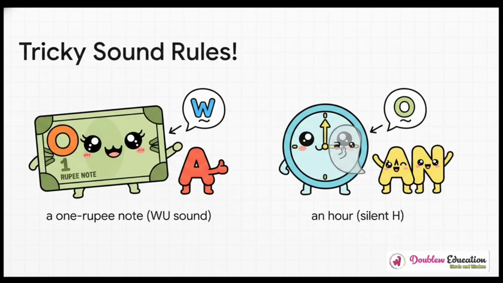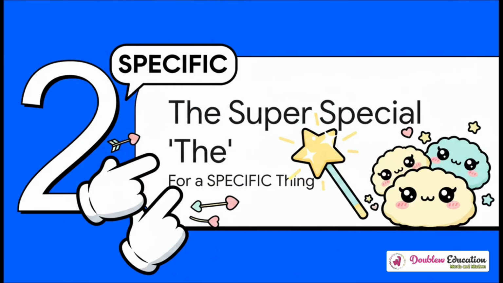See? It's the sound. Same thing with hour. The H is totally silent. It sounds like hour, which starts with a vowel sound, so we say an hour. Remember, always trust your ears. Awesome! You've totally got the hang of a and an. So let's move on to the super special word, the.